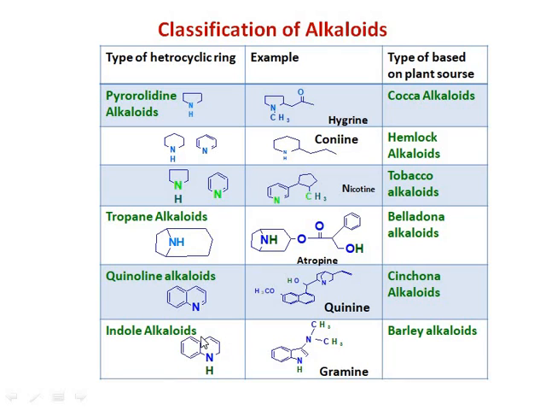The next alkaloids are the indole alkaloids, where an indole ring will be there. So it is an indole alkaloid like this. For example, gramine, mainly obtained from barley plants. So the name is barley alkaloids.